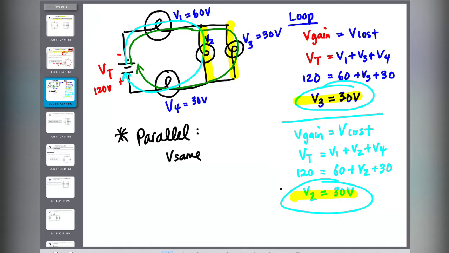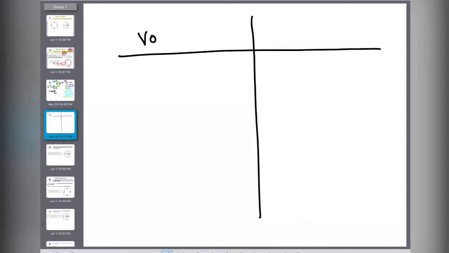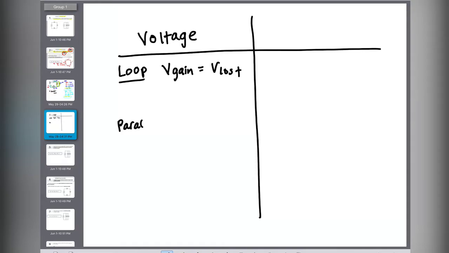Okay, so let's do a little summary, and then we'll do the current law, and then we'll go from there. We have been through the Kirchhoff voltage law. Every time there's voltage, you look at the loop, and at the loop, V gain equals V loss. The other thing you look for is if there's anything that is parallel to each other. If you have any two things that are parallel to each other, their voltages are the same. So these are the two things that you can pick out from Kirchhoff's law when you study a circuit.